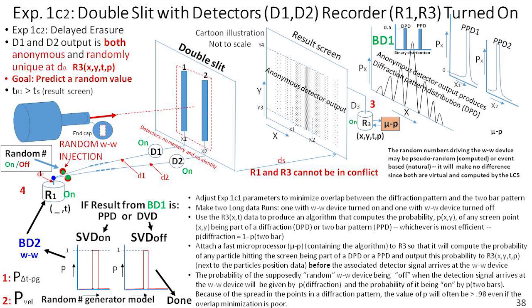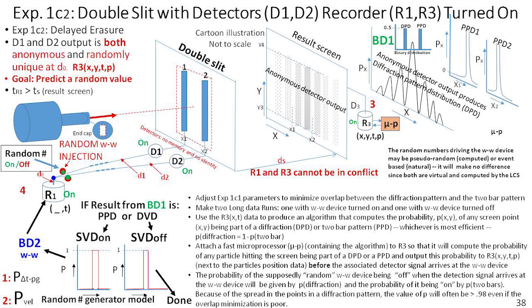Now we're going to hook a little microprocessor. You see that attached to R3. That's the recording device for the result screen. That microprocessor is going to apply that little probability algorithm that we're going to make. Actually, it'll be a lookup table. It'll look up the position on the screen, and then it'll output a probability distribution. We're going to know that probability distribution before the particle gets to the which way data injectors.